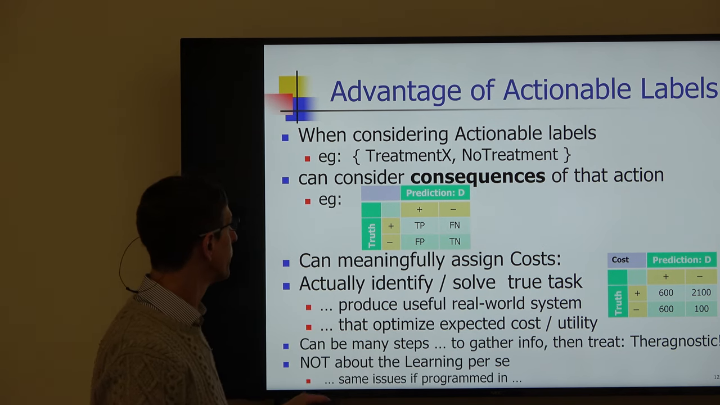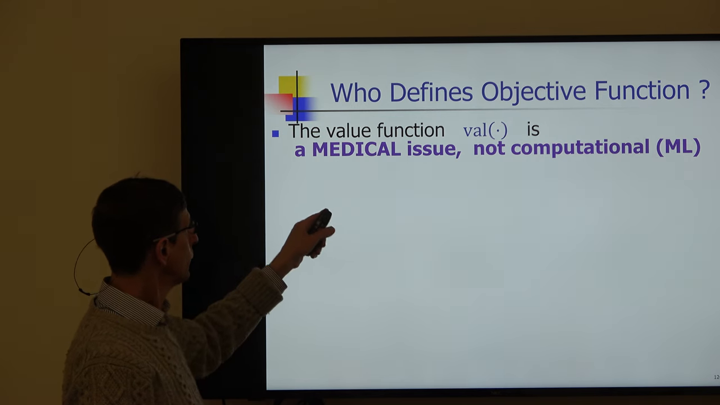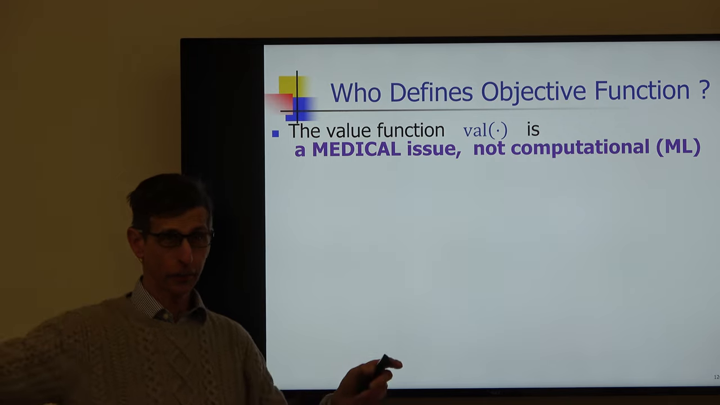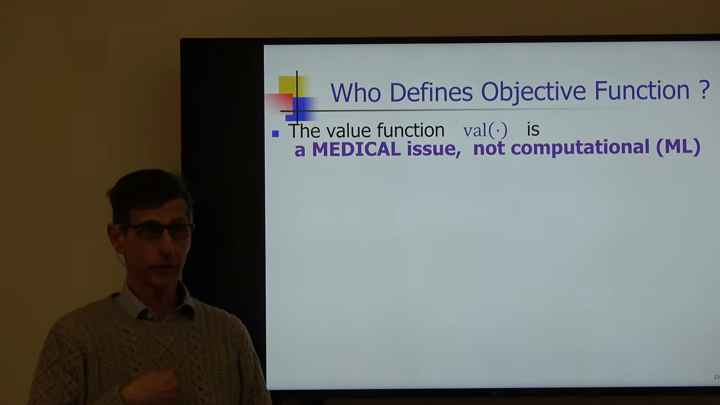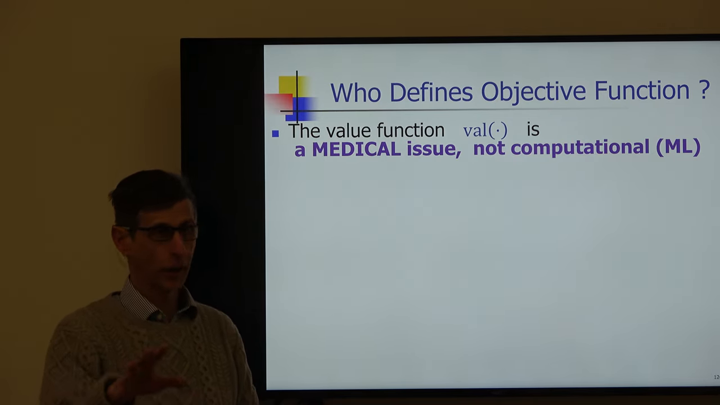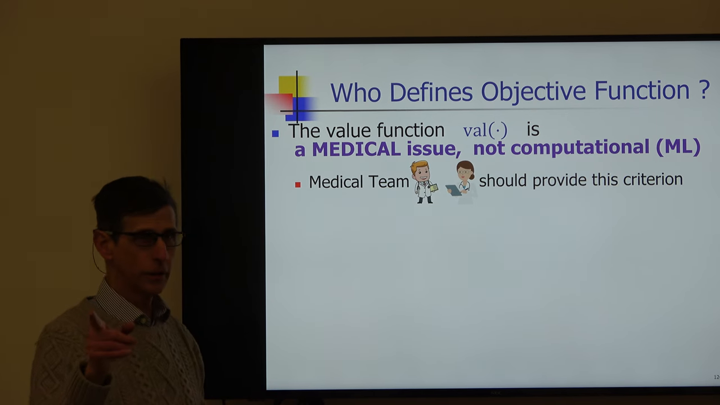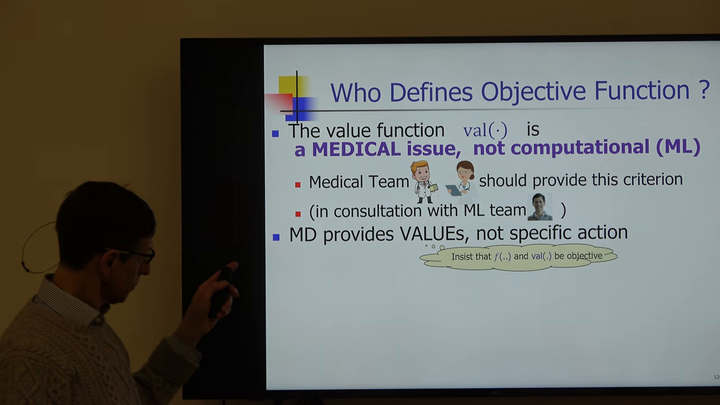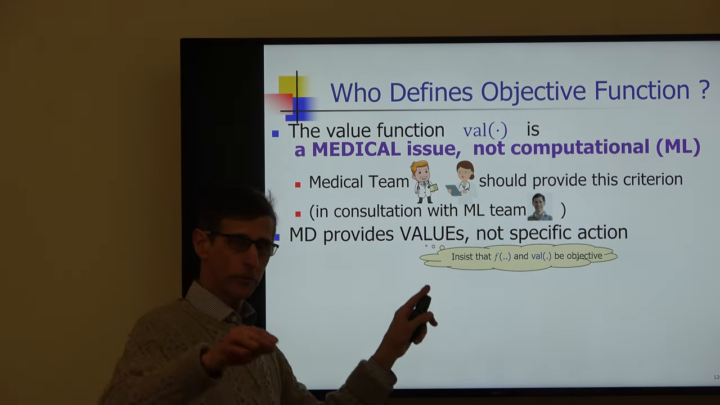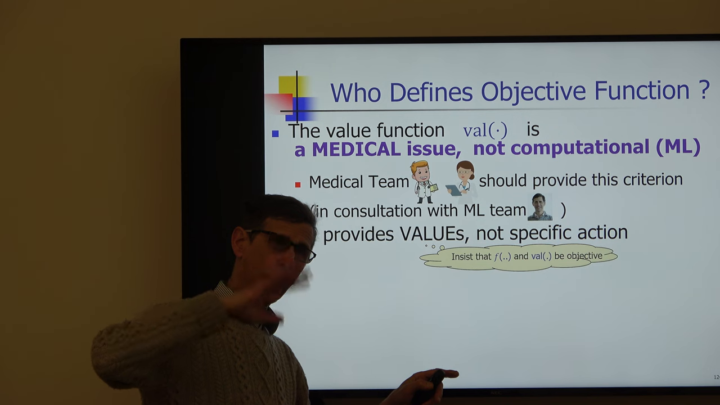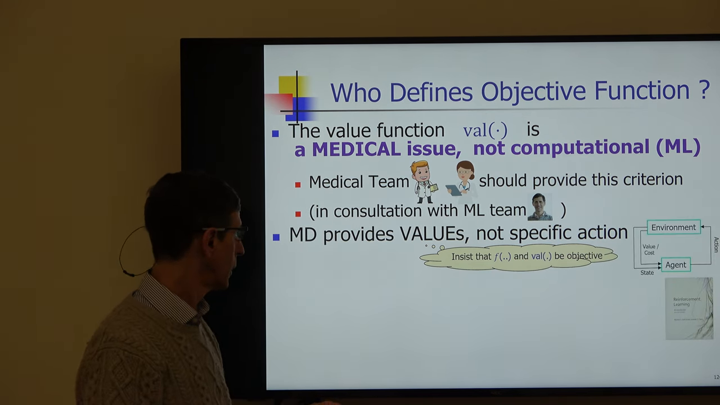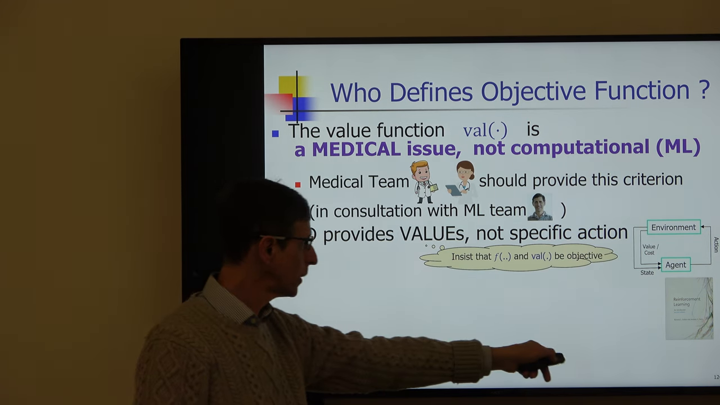So, the value function is a medical issue, it's not a computational issue. Kim decides that, or the hospital decides that, or the patient decides that. I'm just a machine learning guy, not my job. I can help you with it. But you guys have to decide it. You guys tell me the values you want, and I'll tell you how to achieve that, given the objective things I can evaluate and measure. It's like reinforcement learning.